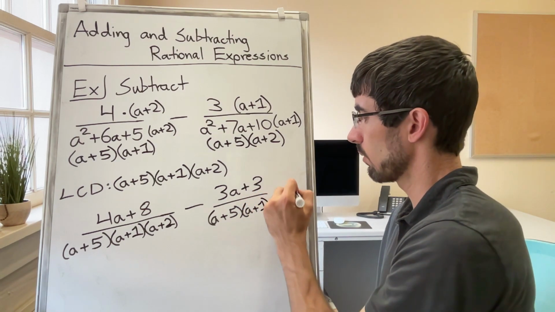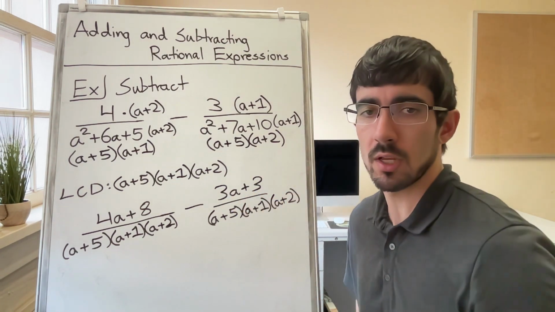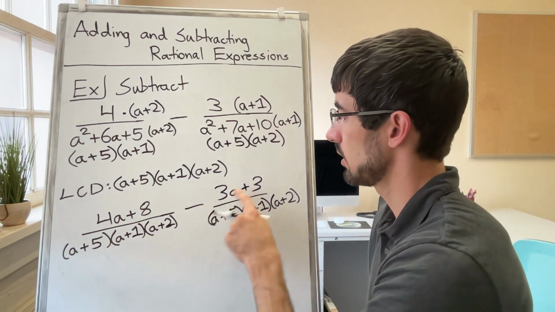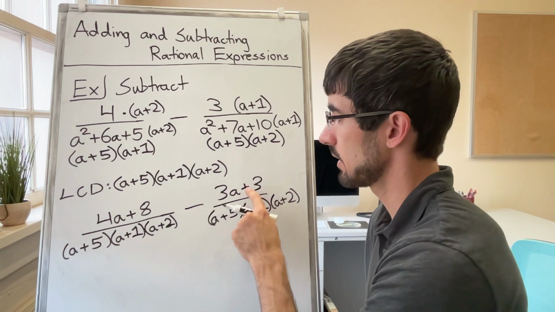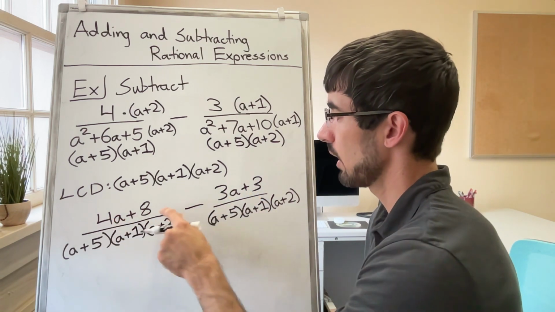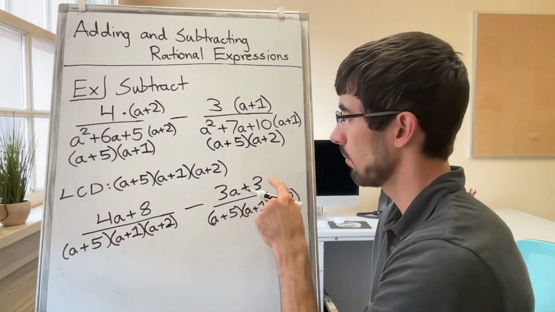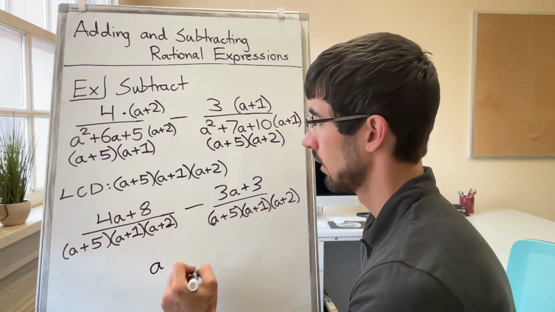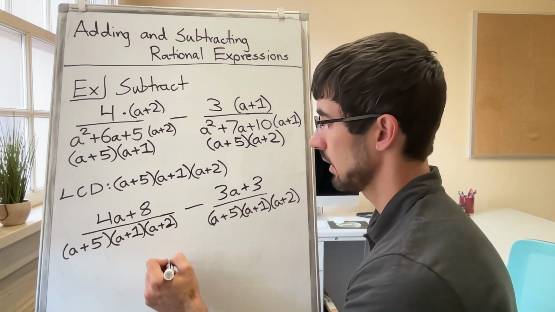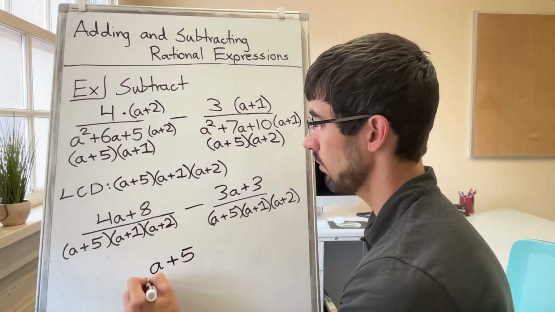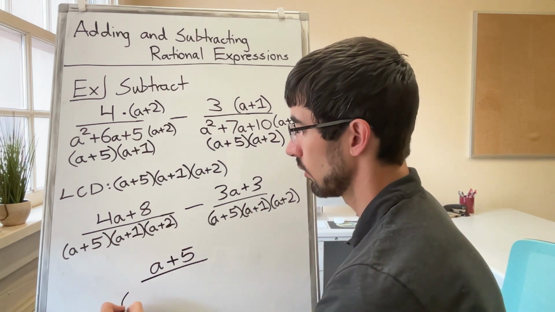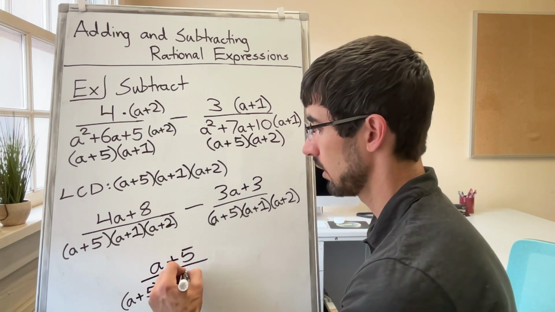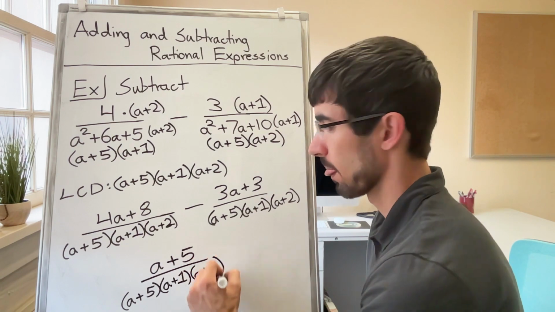So now we're ready to combine our numerators. Let's make sure we get this subtraction sign distributed to each term in the second numerator. So I have 4a plus 8 minus 3a minus 3. So 4a minus 3a is 1a. 8 minus 3 is 5. So I end up with a plus 5 over this denominator, a plus 5, a plus 1, a plus 2.